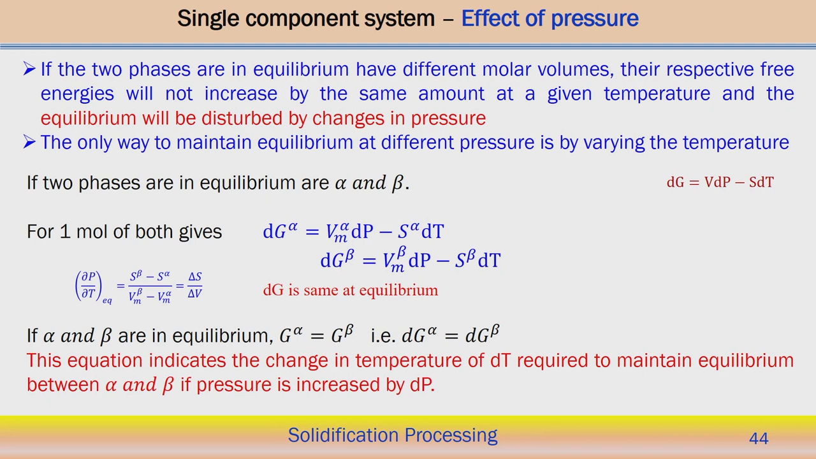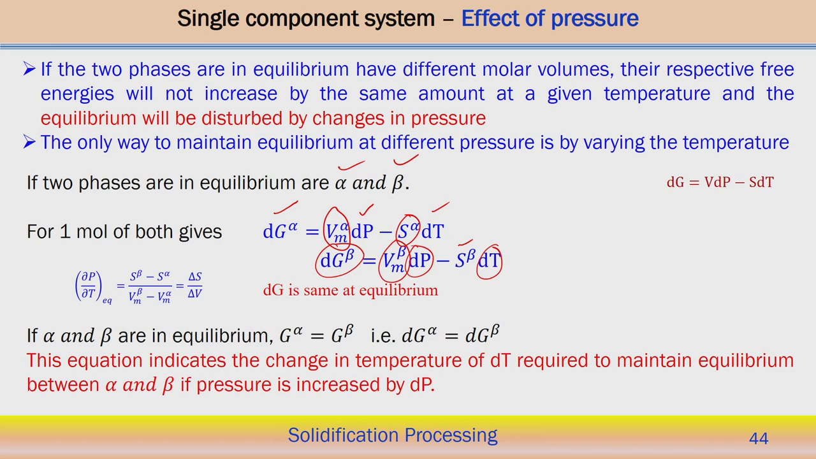Now we can explain it in this way also. Suppose two phases are in equilibrium, alpha and beta. For one mole of each, dG alpha equals the molar volume of the alpha phase times dP minus S alpha dT. Similarly, dG beta equals the molar volume of the beta phase times the change in pressure, minus S beta, the entropy of the phase beta, times the change in temperature.